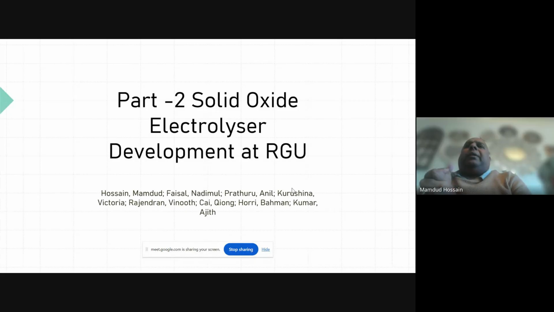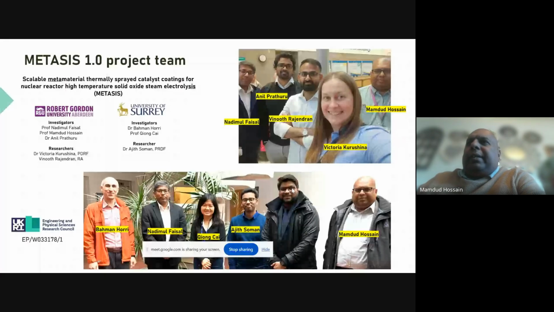Yeah. So what I'm going to do now is talk about some of the research we are doing at Robert Gordon University on solid oxide electrolyzer development. This is our team. Two universities are working on it. One is Robert Gordon University, with Professor Nadimul Faisal, Professor Mamdud Hussain, that's me, and my colleague Dr. Anil Prathuro, a lecturer in the team. We have two researchers, Dr. Victoria Kurusina, a postdoctoral researcher, and Vinod Rajendran, a PhD student.